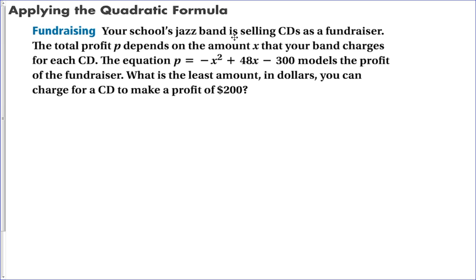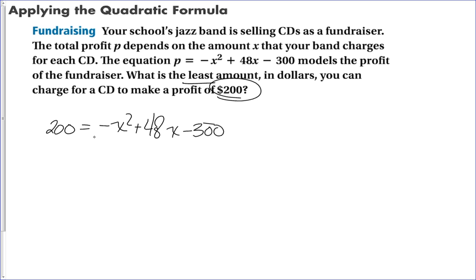All right, well, here's what we've got to do. We know this equation represents our profit, and we know we want to make at least $200 profit. So we want this equation to equal 200. So 200 equals negative x squared plus 48x minus 300. Now, we're going to solve this. We're going to run this through the quadratic formula, and we're going to get our answer. Remember, we're going to get two answers, so we're going to have to pick the smallest one because it wants the least amount.